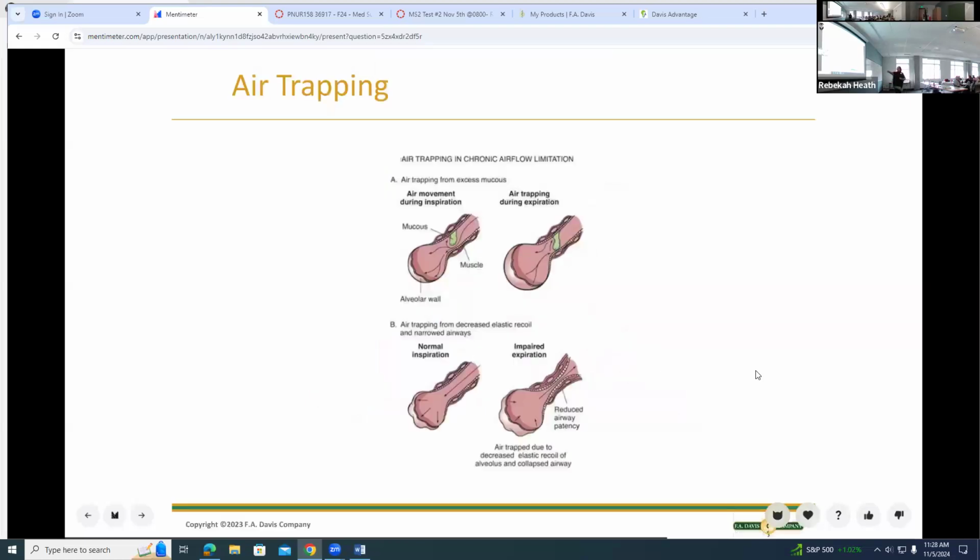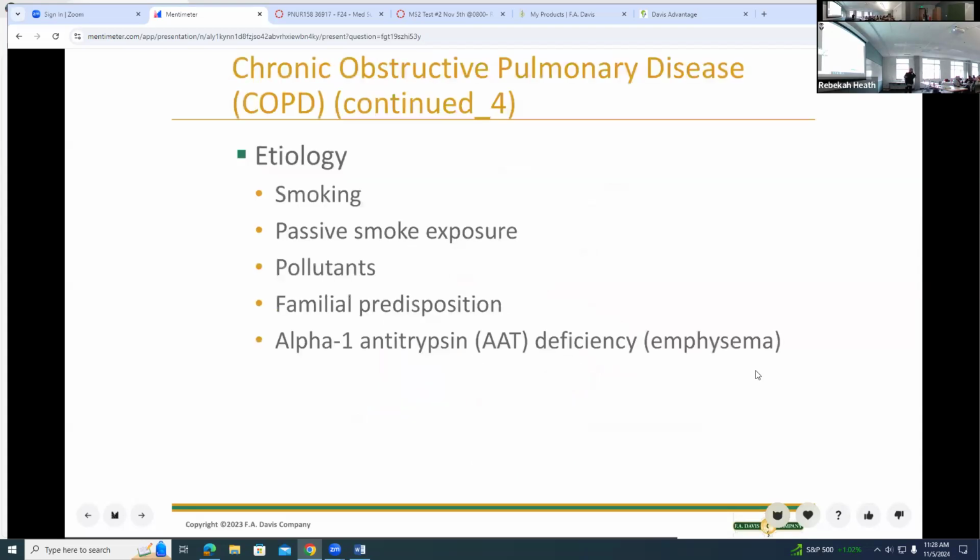Here you can see how the air can get trapped in here, from the airway getting kind of swollen, too elastic. Also from mucus, you could have air trapping from the mucus itself, and it won't let the air flow out. So in COPD overall, a lot of times the smoking, or even secondhand smoke and pollutants, can all contribute to getting chronic bronchitis, asthma, emphysema, that can make you develop these respiratory issues.